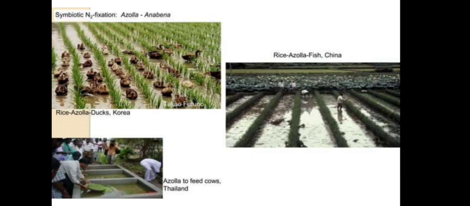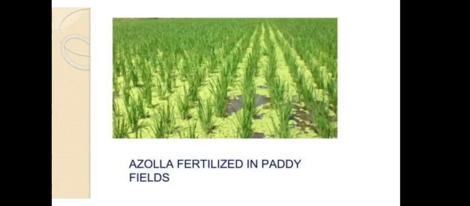Symbiotic nitrogen fixation, Azolla Anabaena. Rice Azolla ducks in Korea. Rice Azolla fish in China. Rice Azolla to feed crows in Thailand. It is the Azolla that is fertilized in paddy fields.